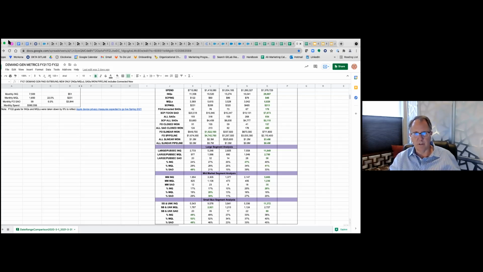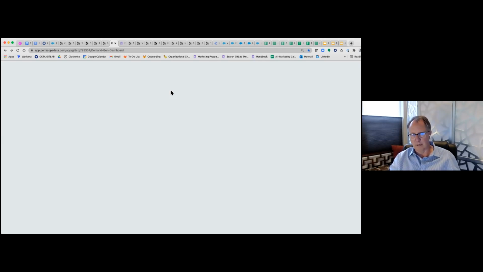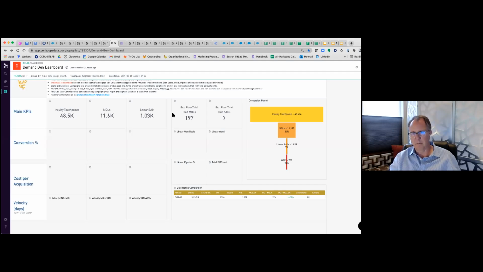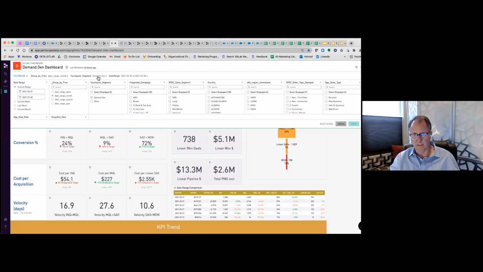But again, these are all available as filters in the demand gen dashboard. I just do that because it makes it easier for me to see it all in one place. But we already have the filters in here, right? So I can filter SMB, large, PubSec, mid-market. I can get the data, so it's all accessible to me there.